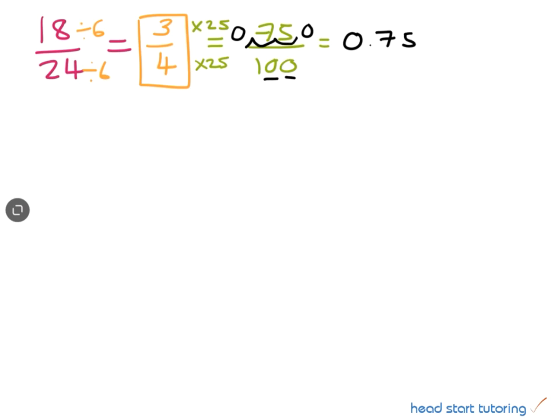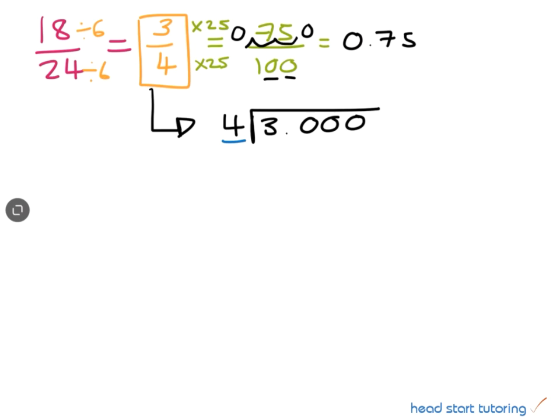Another way of working it out is saying 3 over 4 is equal to 3 divided by 4. So 3 divided by 4 is equal to 3.000 divided by 4. It's always our numerator divided by our denominator. So our numerator will go inside the house and our denominator will be outside the house.